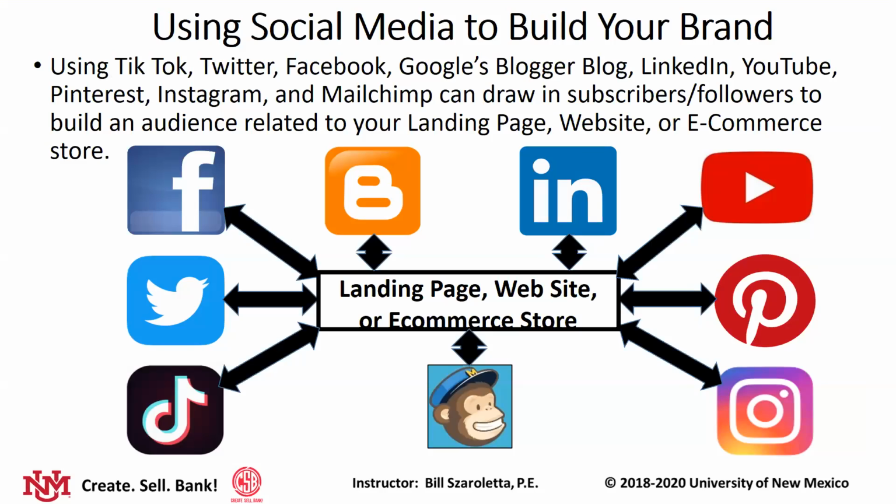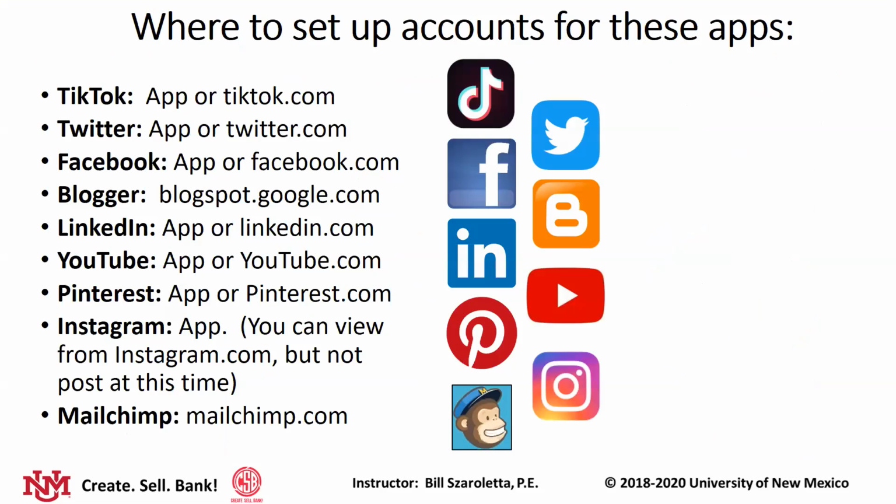So what we have is, in the lower left corner is TikTok, then going up is Twitter, Facebook, moving across Blogger, LinkedIn, YouTube, then going down Pinterest and Instagram. And then at the very bottom middle is MailChimp. So on the outside are those applications, but then at the bottom is MailChimp, which you can draw in subscribers or followers to build an audience related to the keywords, key phrases, hashtags of your landing page, website, or e-commerce store.